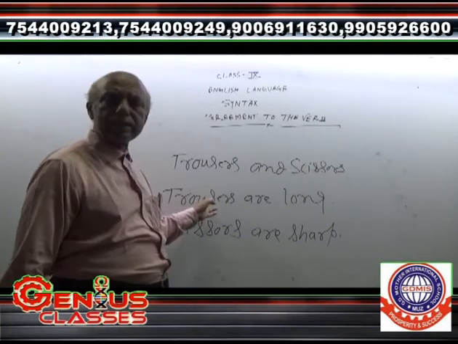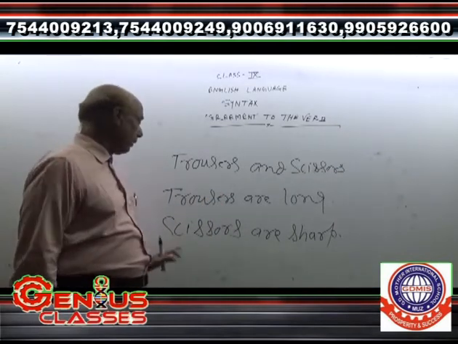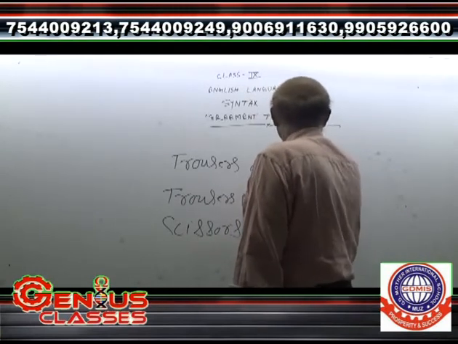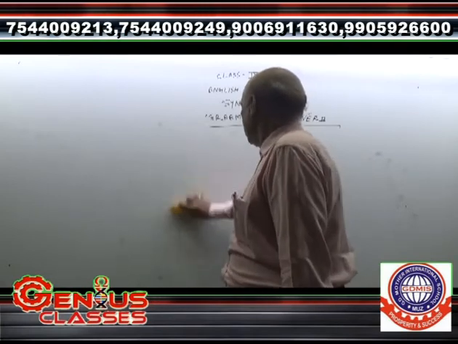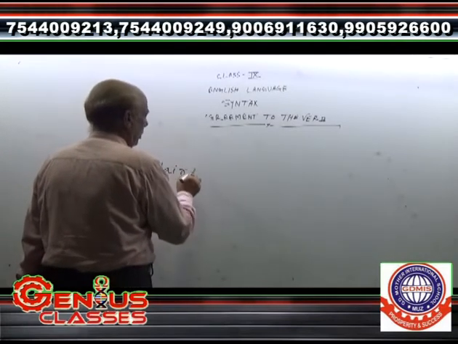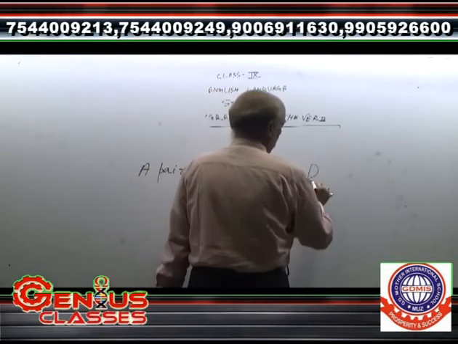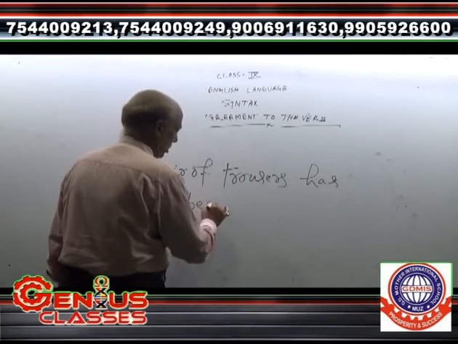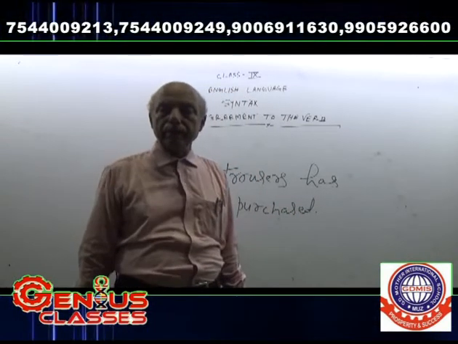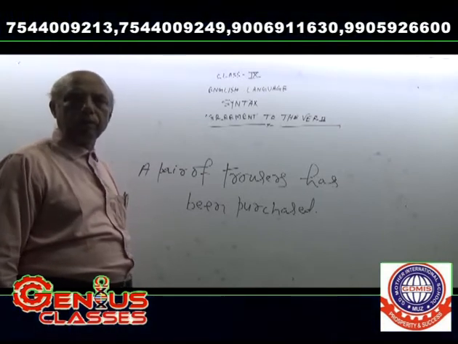Here, trousers and scissors are the words. They are always used in the plural form. Whenever we use the singular, a pair of trousers, thereafter a singular verb is used. For example, a pair of trousers has been purchased. A pair of scissors has been bought.